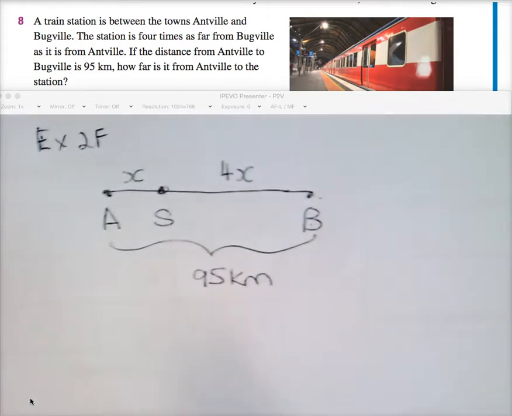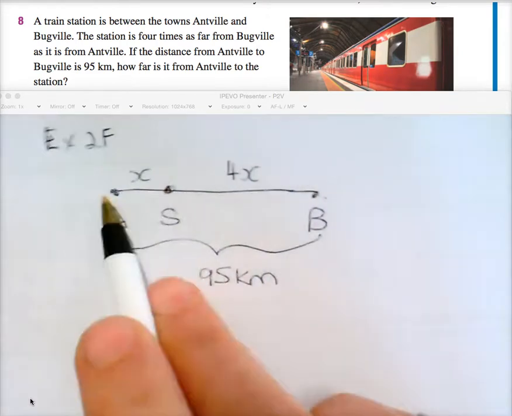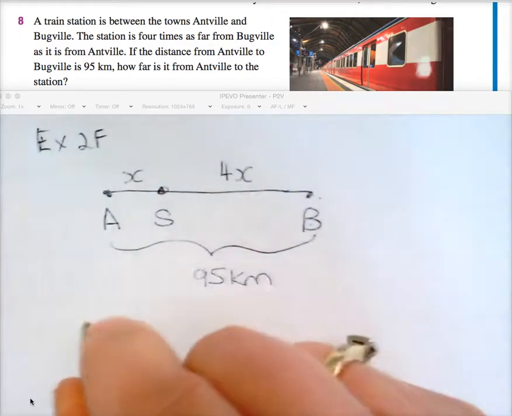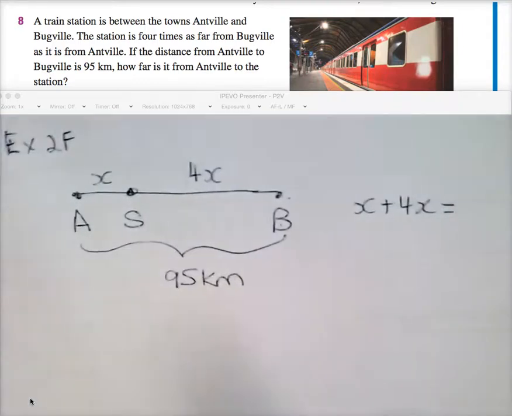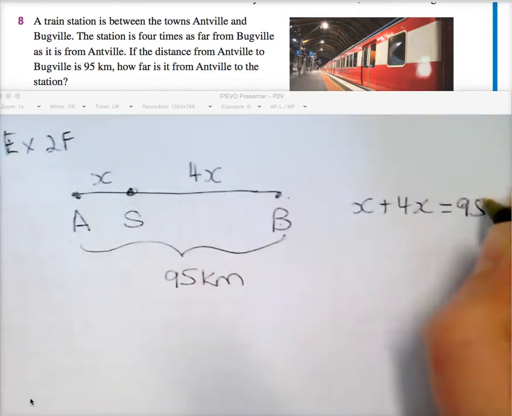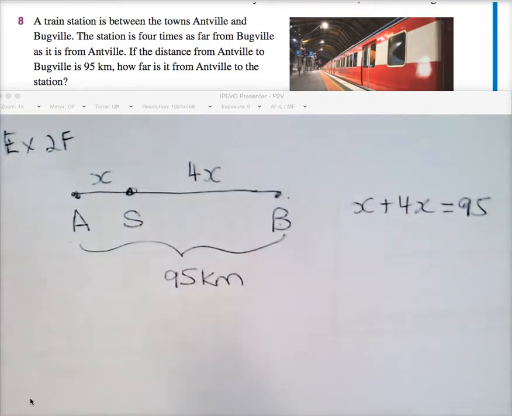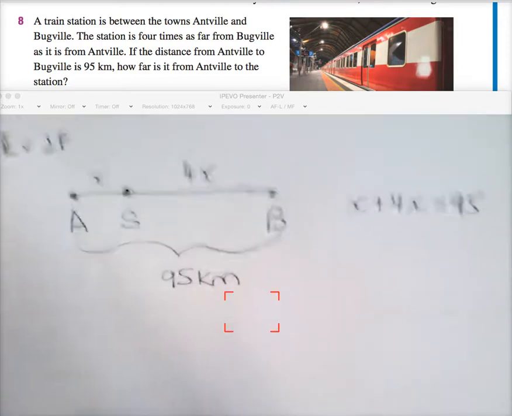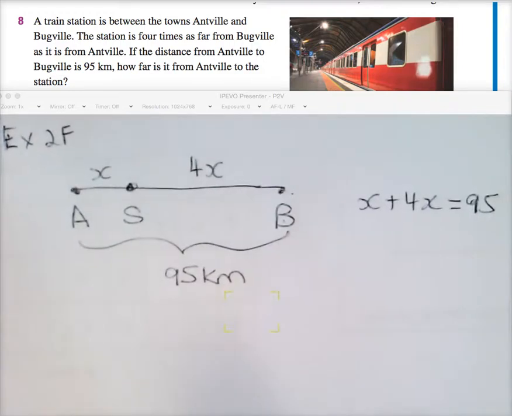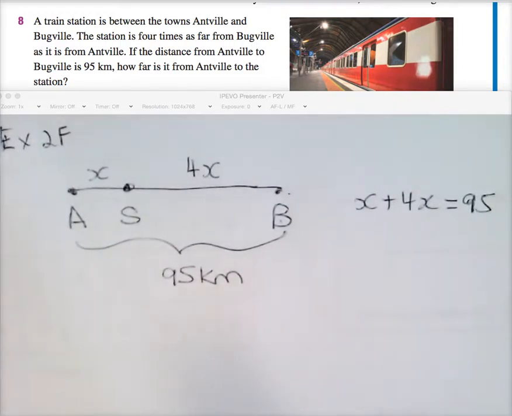So girls, what do you think I should set up? Yeah, that distance, X plus, so I've got X plus 4X equals 95. See girls, without a diagram, I wouldn't be able to do it myself, more than likely. You draw a diagram. It's much better to draw a diagram because diagrams will help stop silly little mistakes. You don't want to lose marks because you try and do it in your head and you've made a mistake. If you do the diagram, you are less likely to make mistakes.